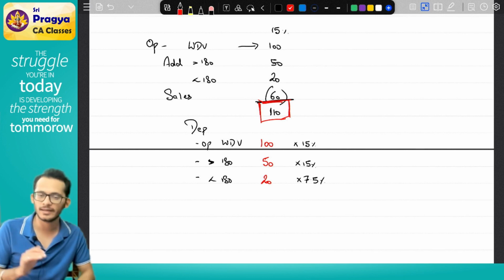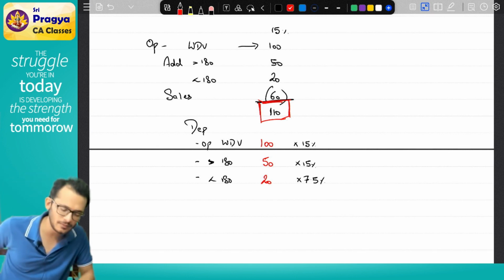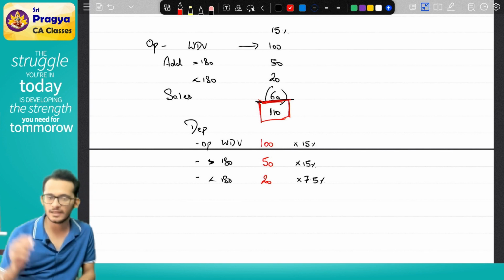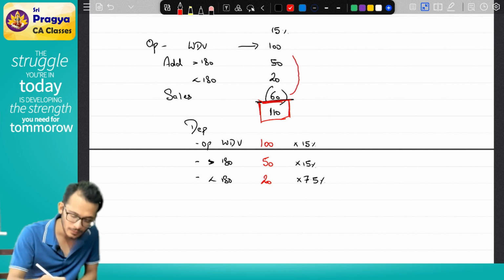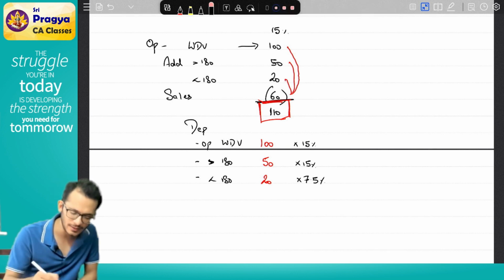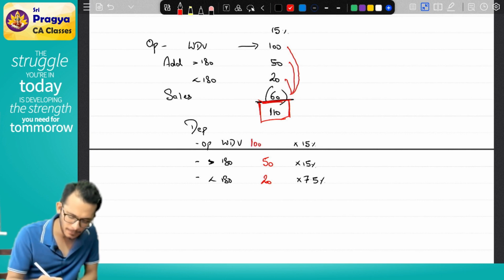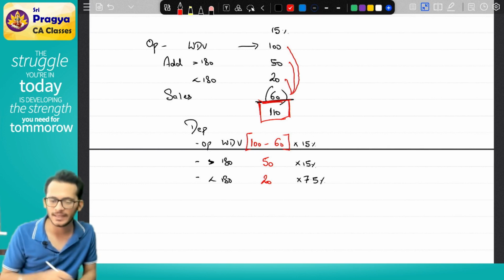It goes to my block, and I forget the asset. In which case, I don't know where to remove from. The logical answer is to do it on a FIFO basis, which means the 60 will first go from opening, then from more than 180, then from less than 180. In simple words, this is not 100. It is 100 minus 60 into 15%. Now think about it: it is 40 plus 50 plus 20, which is 110.